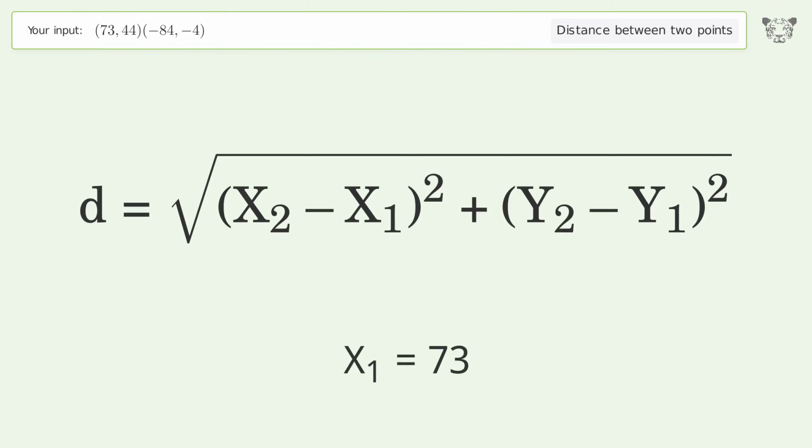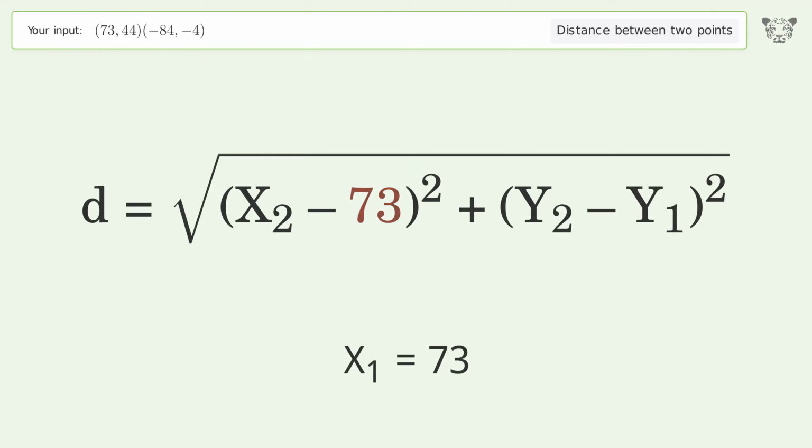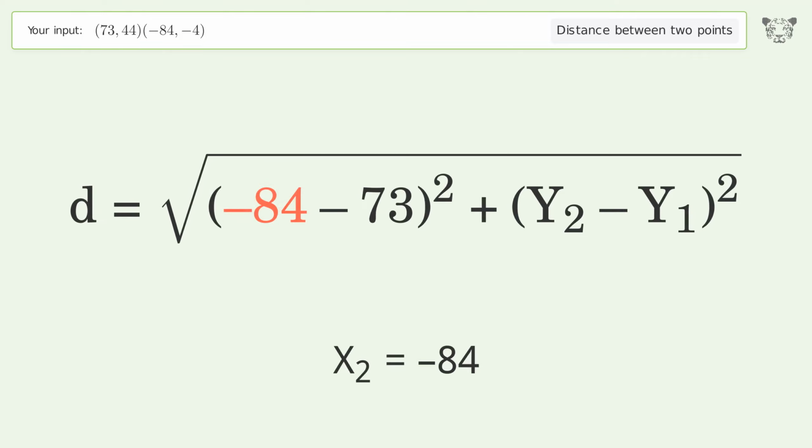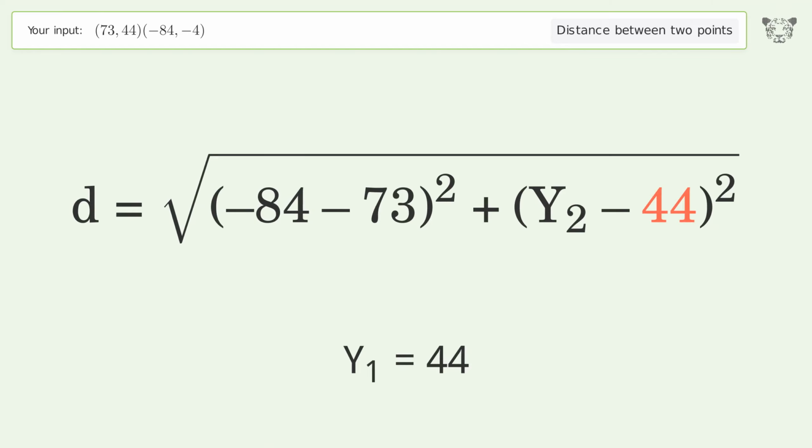x1 equals 73. x2 equals negative 84. y1 equals 44. y2 equals negative 4.